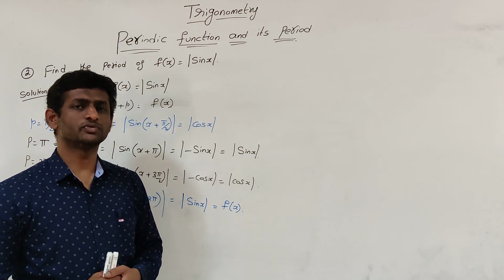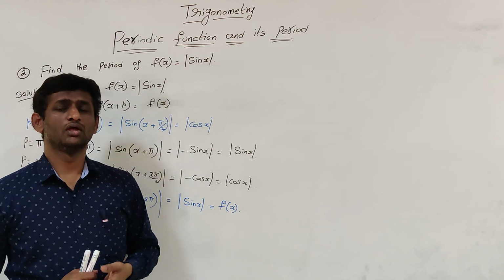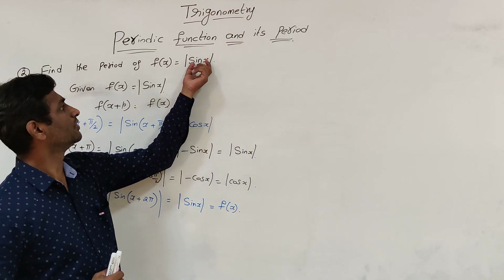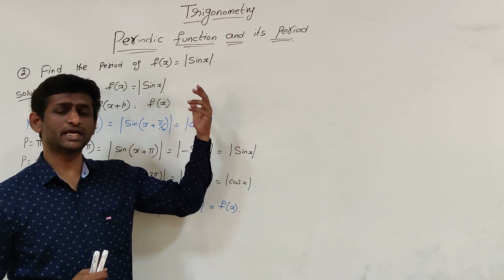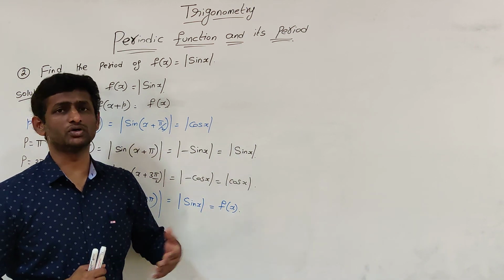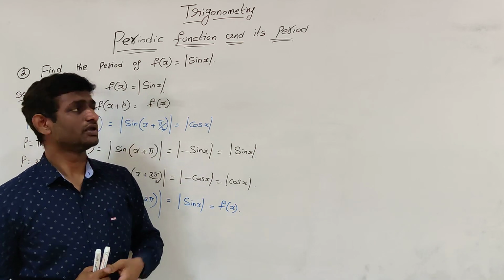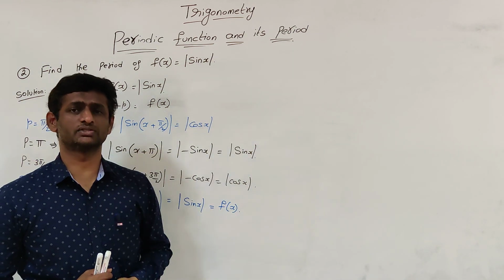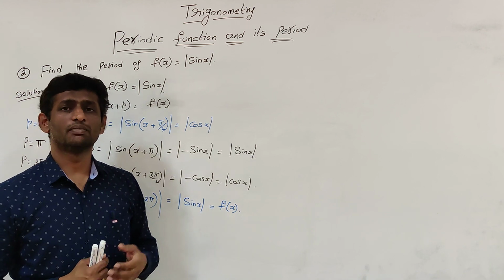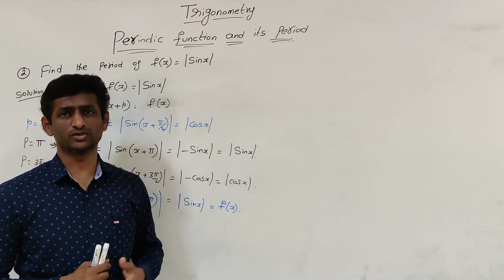Now the next problem: we'll see the periodic function f of x is equal to modulus of sin x. Mod means it is always positive. The domain of sin x is R, but the output is always positive, means it should lie between 0 and 1 only. If I remove this mod, it is simply sin x, and we have seen the shape of sin x and the period of sin x. But here the function is modulus of sin x. Mod means it should always be positive.